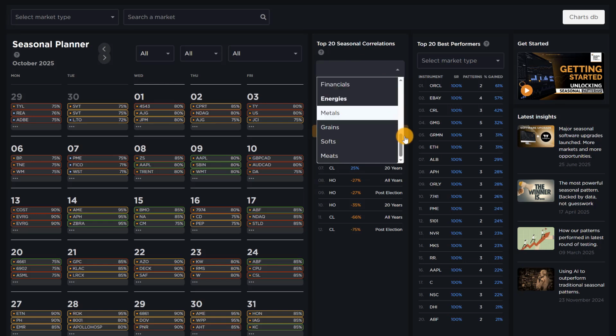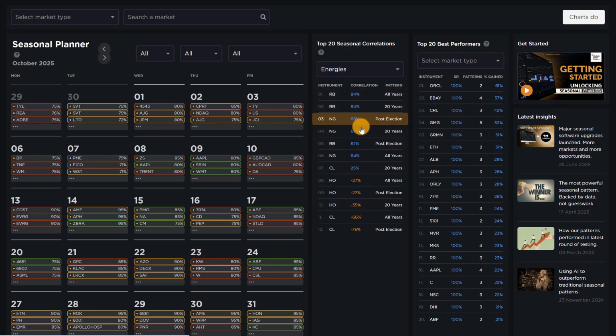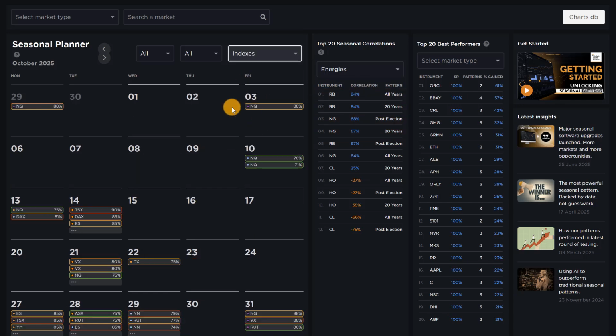So it's quite easy to see which markets you should be focusing on. You'll be able to see by the positive correlations which markets you want to focus on through the planner. But obviously you can do that also by looking at the optimal. But if you want to zone in on actually a specific group, using this top 20 list is a really good, useful tool.